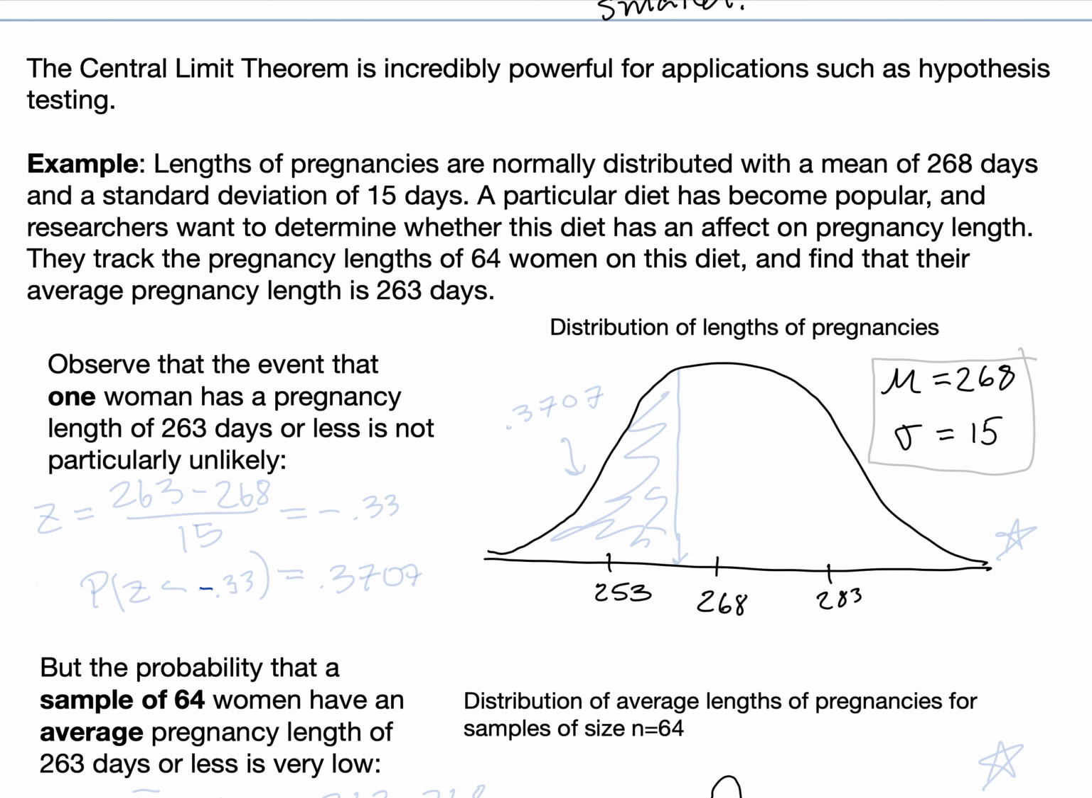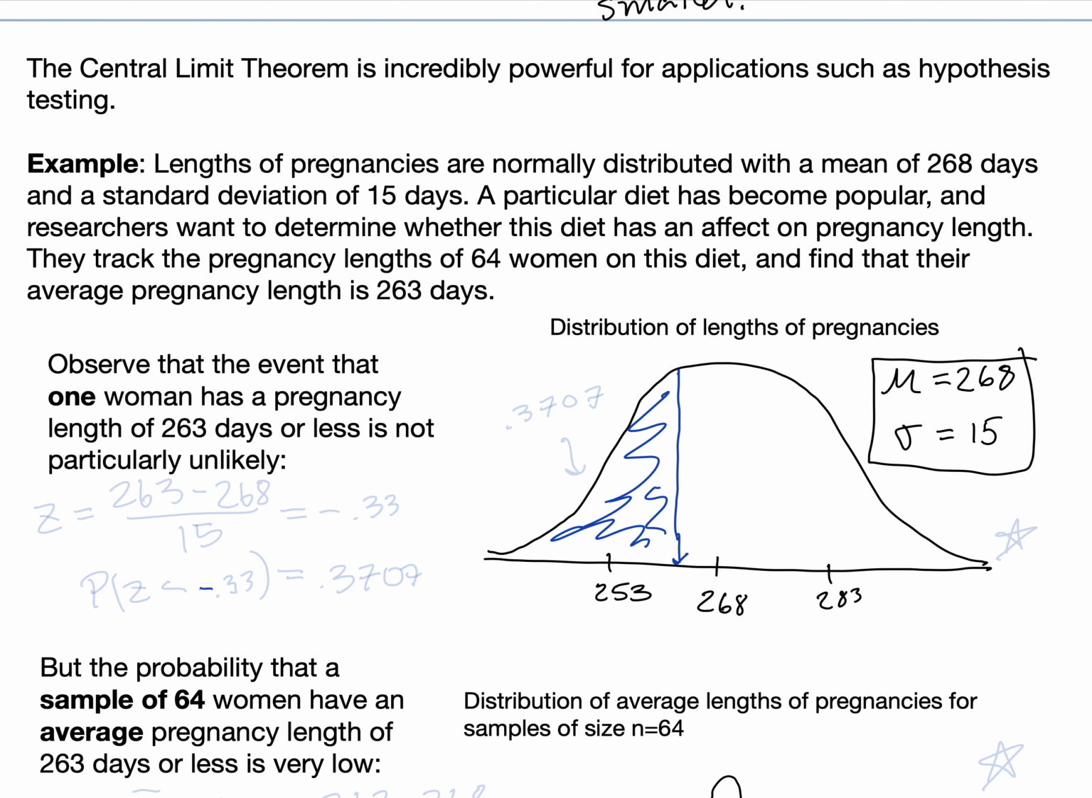So let's think about this. First of all, let's observe that the event that just one woman has a pregnancy length of 263 days or less is not particularly unlikely. Over here we have graphed just this normal distribution sketched with a mean of 268 and a standard deviation of 15 days. If we look at where 263 days lies, we can just see visually that that's not going to be particularly unlikely.